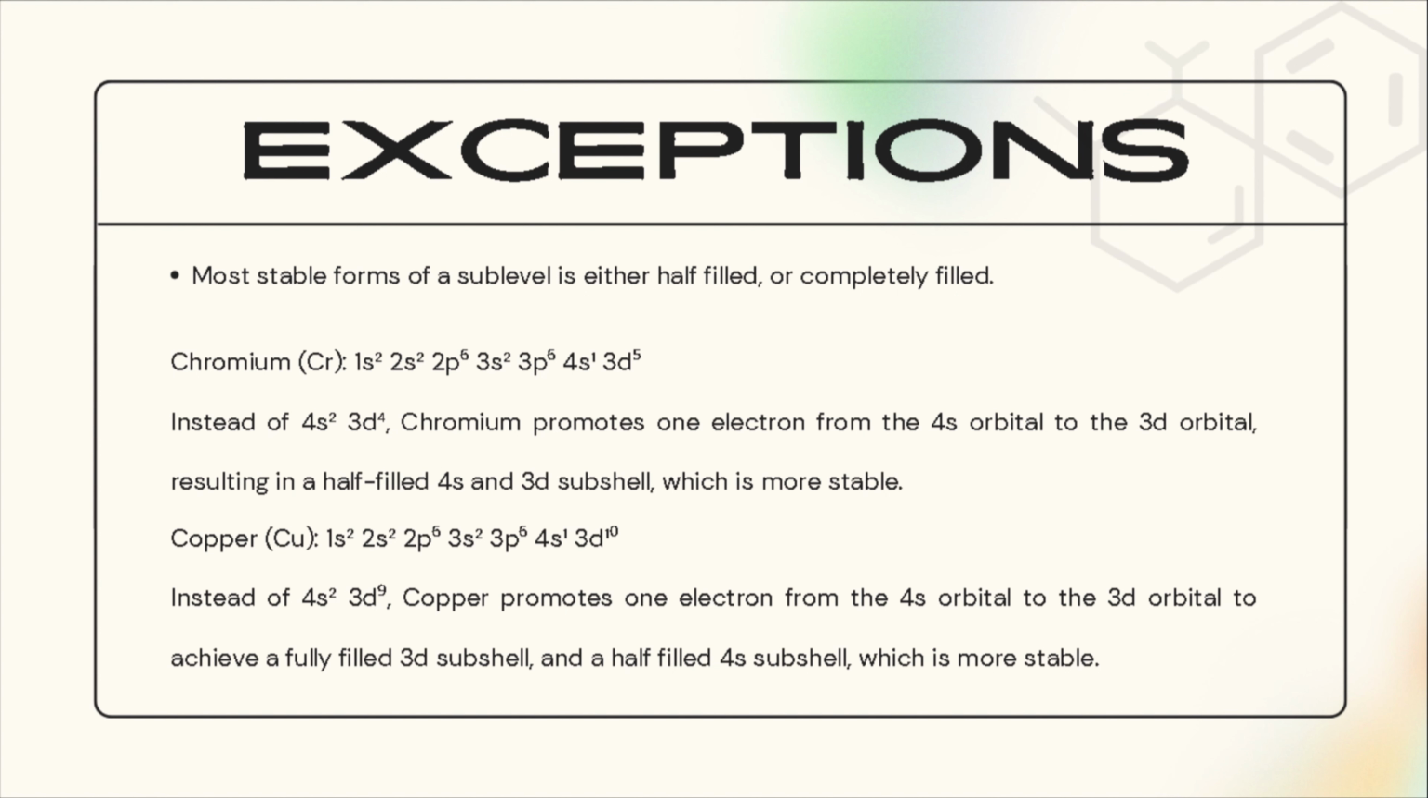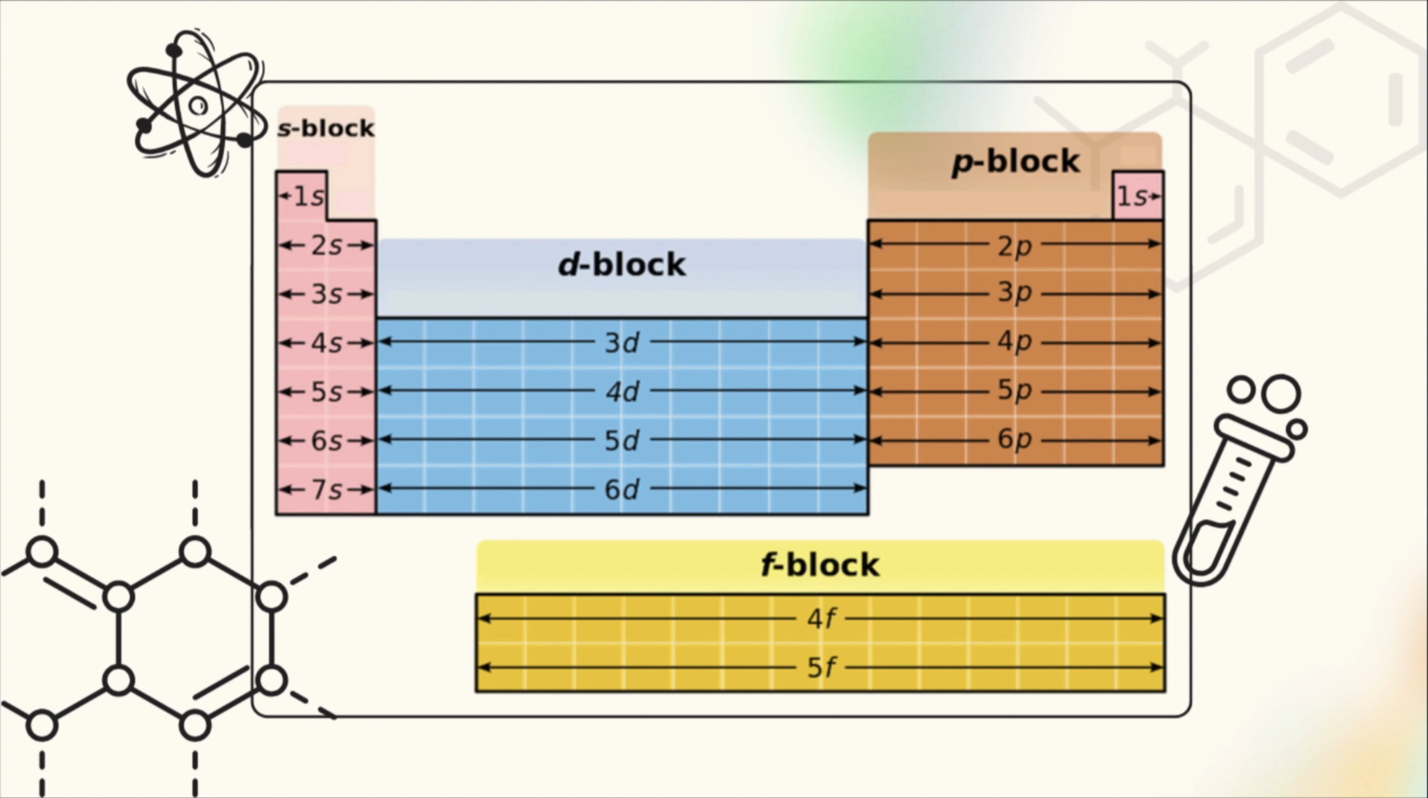1s2, 2s2, 2p6, 3s2, 3p6, 4s1, and 3d10. It's not 4s2 and 3d9. Copper promotes 1 electron from the 4s orbital to the 3d orbital to achieve a fully filled 3d subshell and a half-filled 4s subshell, which is more stable.